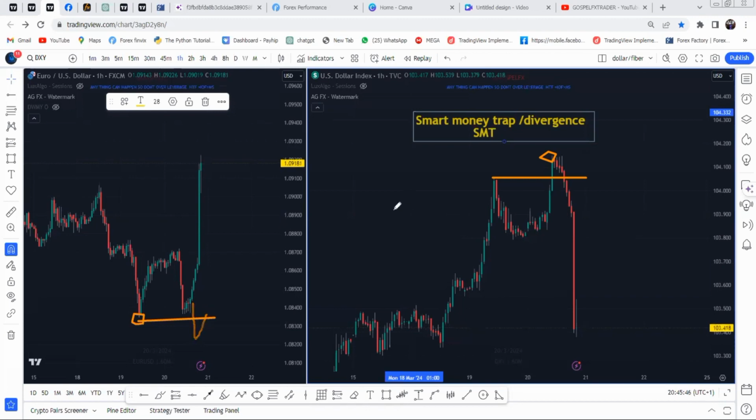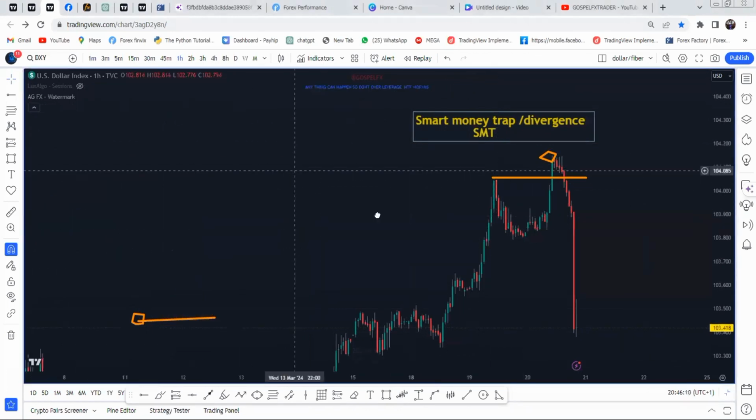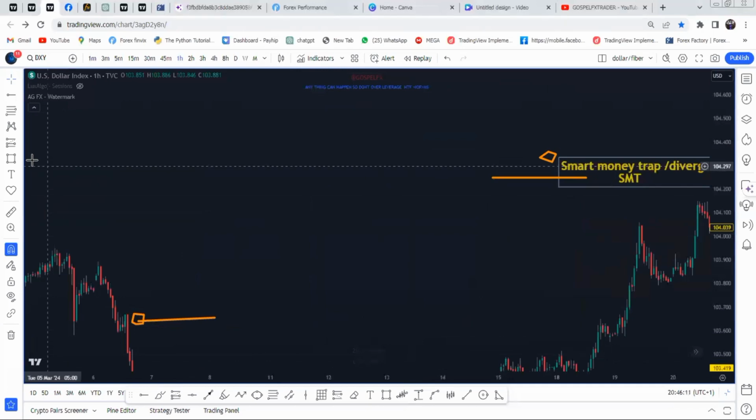The moment you get a smart money trap signal, which is this one here, when price fails to make a low on one asset and makes a high on the other asset, what you need to do at that point is wait for confirmation. You have to wait for confirmation for a reversal here, and also at this point. Let's look at it in a textbook format. Let me just clear this. This is what we have here.